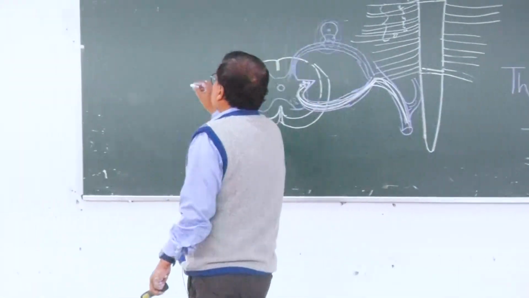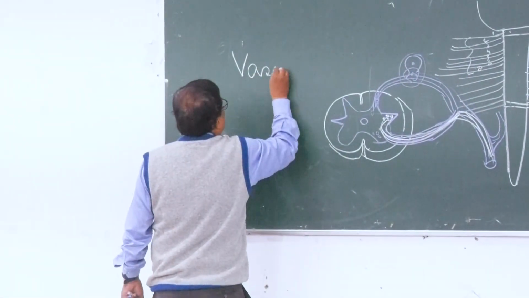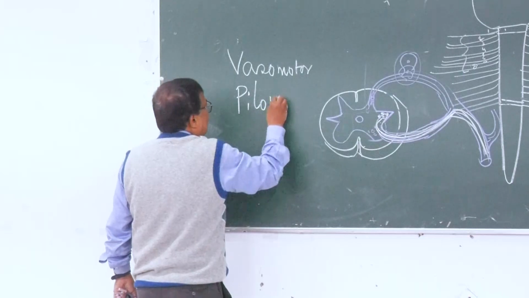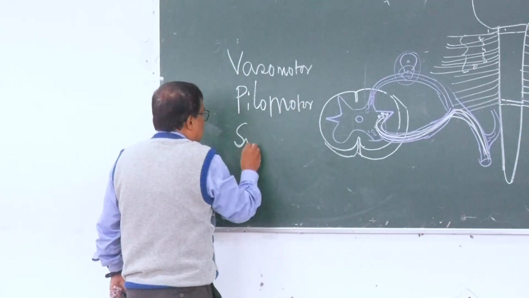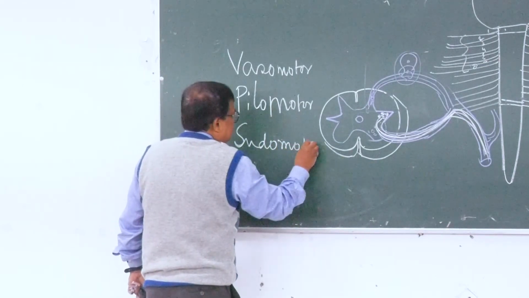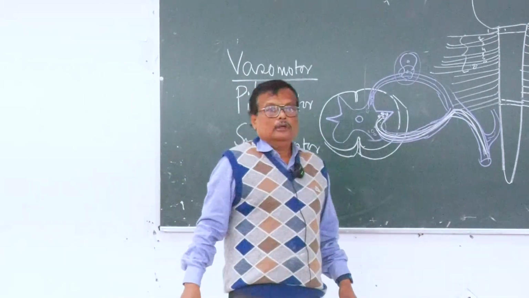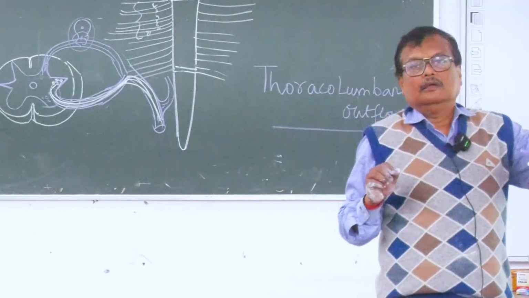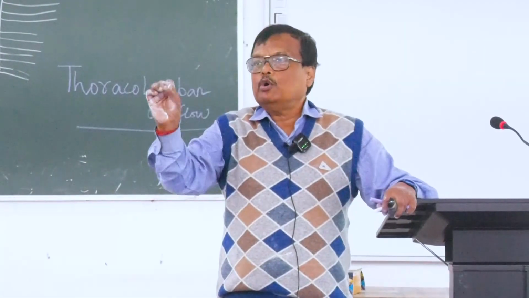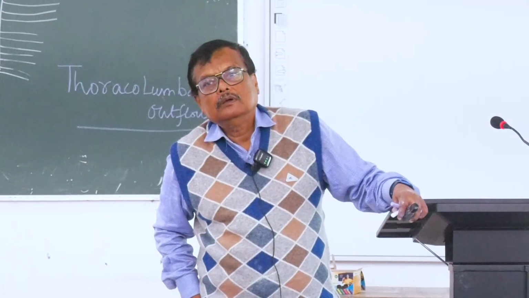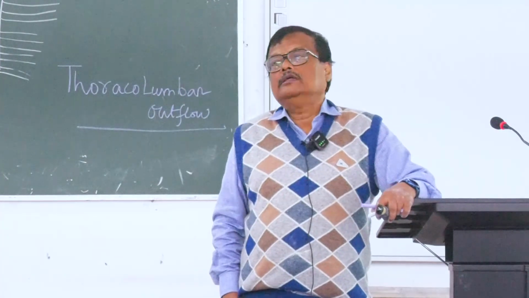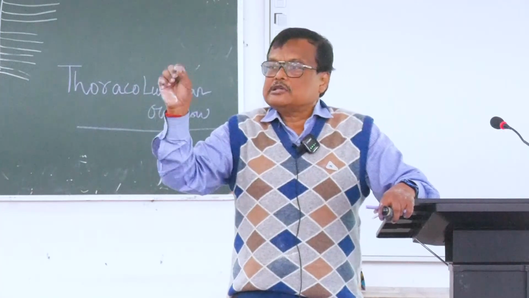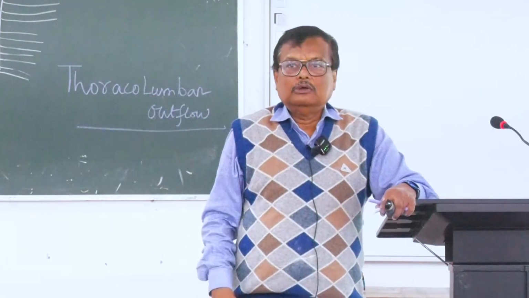Vasomotor, pilomotor and pseudomotor. What is the meaning of these terms? Vasomotor means motor to the muscles present in the vessel. You know the tunica media of both artery and vein contains muscle, and these are under the control of mainly the sympathetic system. So those sympathetic fibers supply the muscles of the blood vessels. We call it vasomotor.